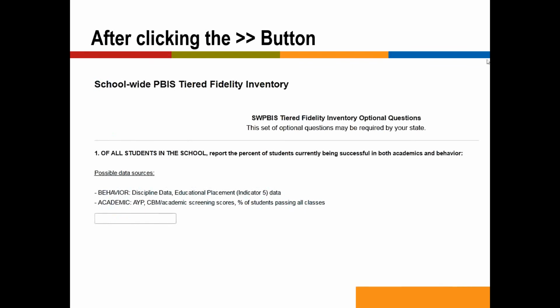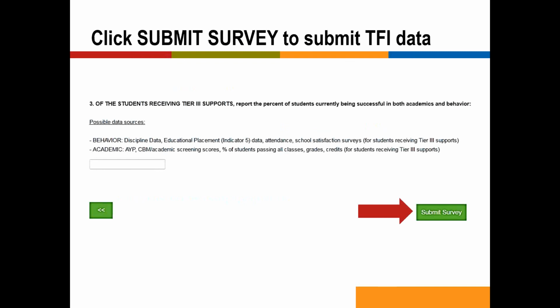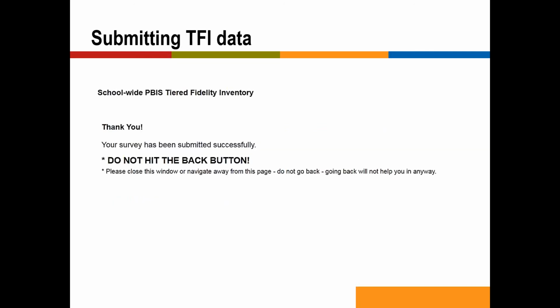So after you click the green arrow button, it will bring you to this page. You do not have to enter any data on this page. Instead, you will scroll down and click the Submit Survey button to submit your data. And here's what that looks like. You know you are successful when this screen appears after submitting the data. After this screen appears, if you wait a few minutes, the team will be able to see their TFI results and get reports from PBIS apps.